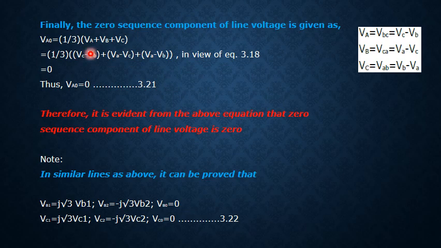If you simplify it further, all the terms will get cancelled, so the zero sequence line voltage will be equal to what? 0. So the zero sequence line voltage is equal to 0. Similarly, the relations for the respective lines B and C can also be proved. These are the equations meant for those respective lines.